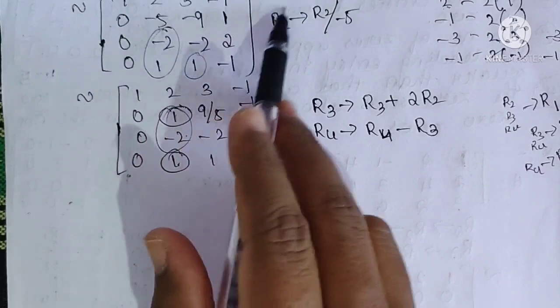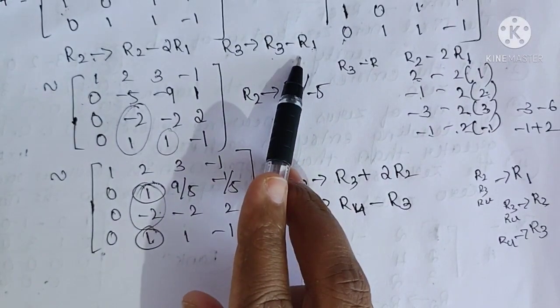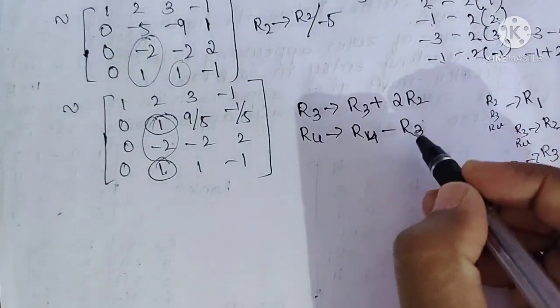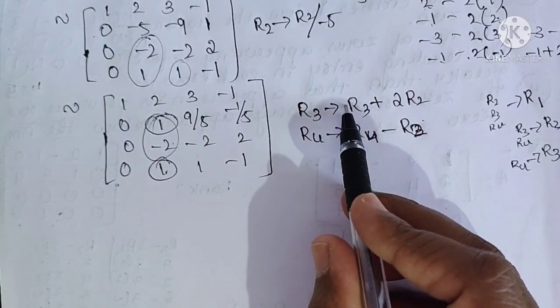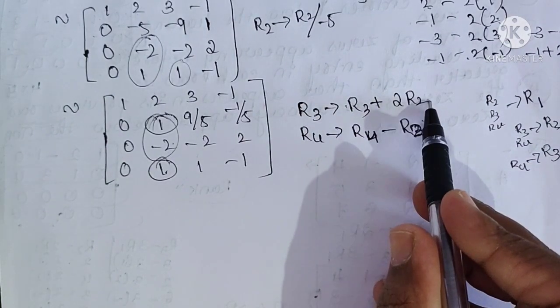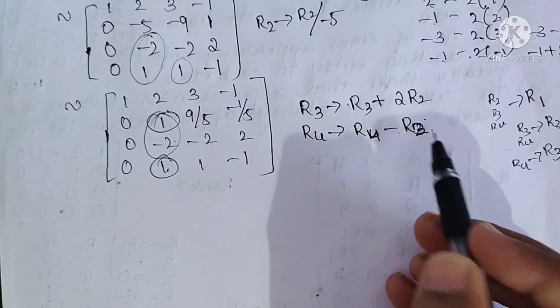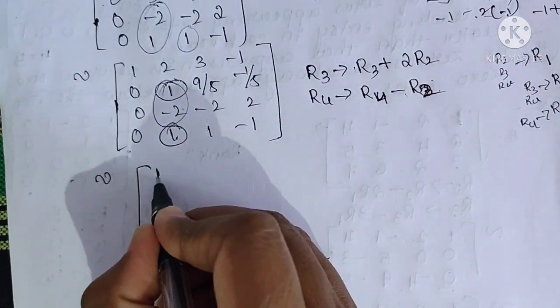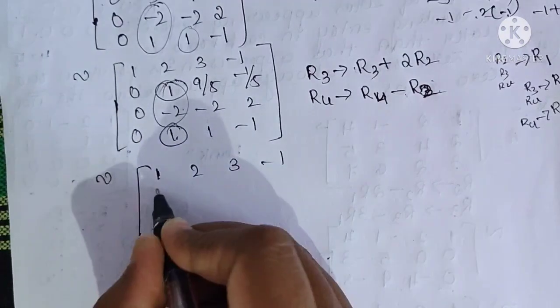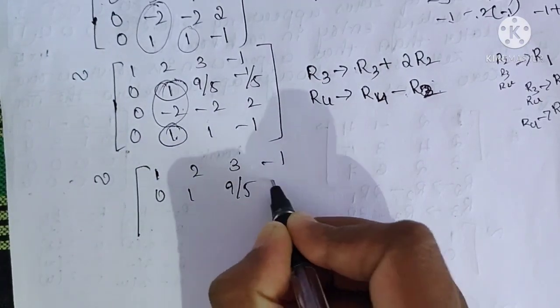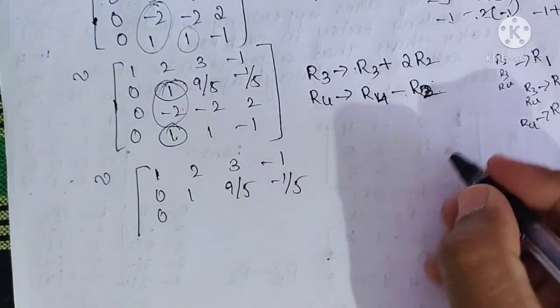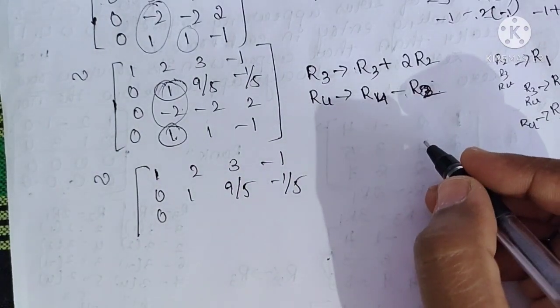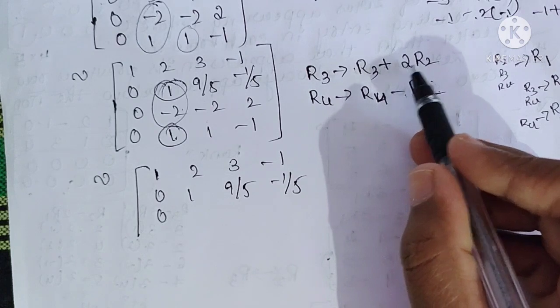See, first I have taken with reference of row 1. Next I am taking with reference of row 2. That is row 3 changes to row 3 plus 2 row 2, row 4 minus row 3 row 2. Then the resulting matrix is 1 2 3 minus 1, 0 1 9 by 5 minus 1 by 5, 0. See here, R3 changes to R3 plus 2 into R2.